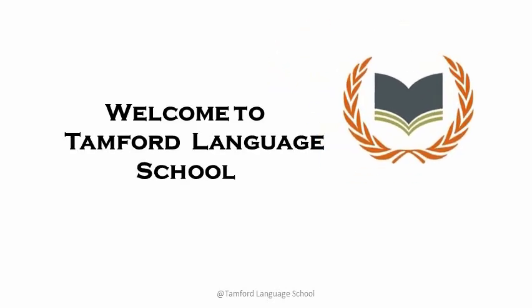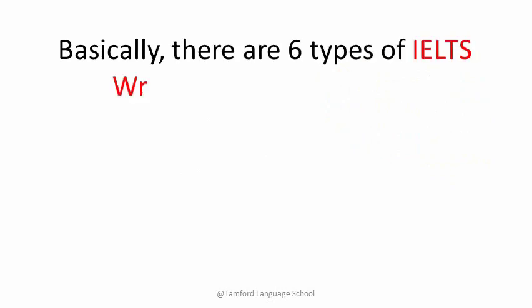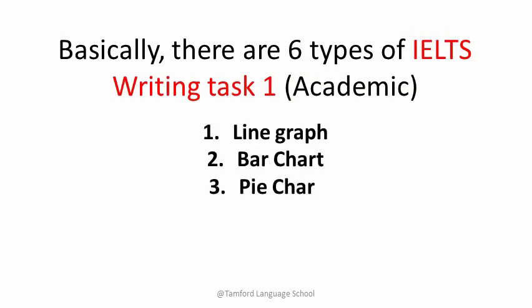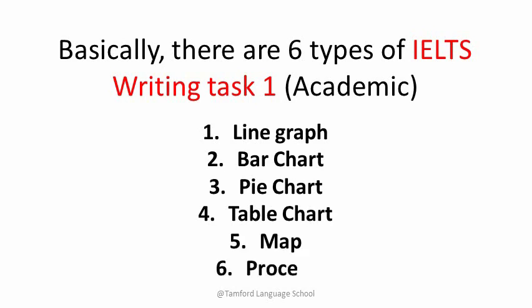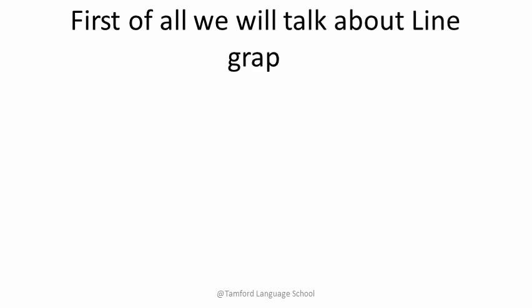Today we are going to talk about writing task 1. Basically there are 6 types of IELTS writing task 1 academic: line graph, bar chart, pie chart, table chart, map and process. First of all, we will talk about line graph.